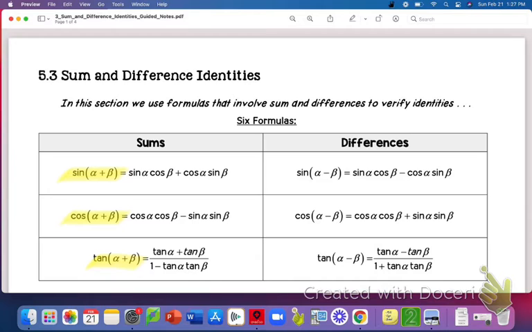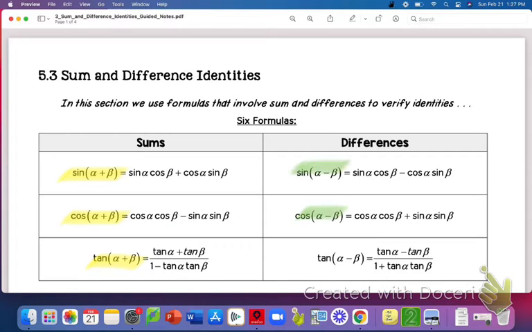a piece of paper. And then on the right side of our column, we have our difference identities. So the difference for sines. So sine of alpha minus beta is equivalent to your sine of alpha cosine of beta minus your cosine of alpha sine of beta. And then your cosine of alpha minus beta is equal to the cosine of alpha times the cosine of beta plus the sine of alpha sine of beta.